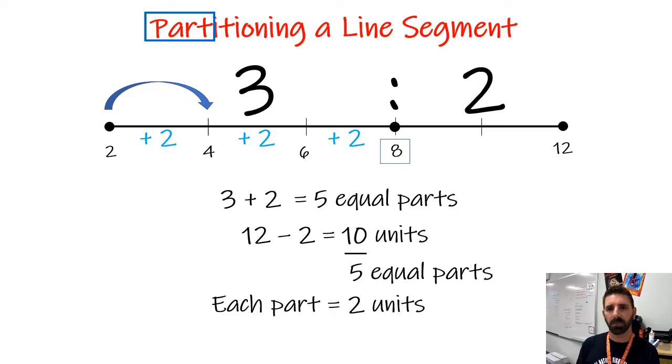Now we can also count backwards from 12 if you wanted to. Remember, each part is going to be 2, and since we have 2 parts that represent the distance on the right between those 2 points, we can subtract 2 a couple of times for those 2 parts, and that would also get us to 8. 12 minus 4 would get us to 8.